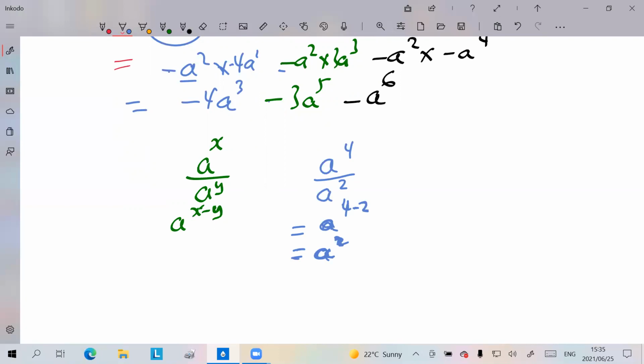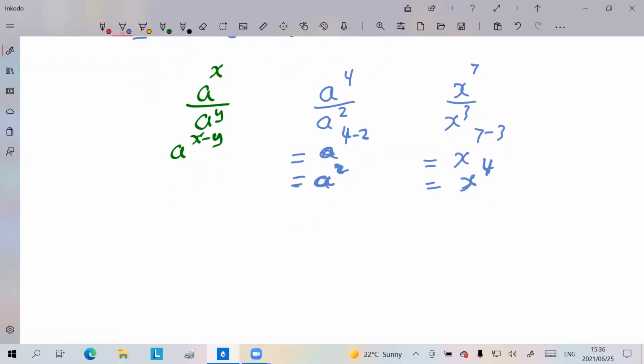Right, hopefully we're okay with that. Let's do another one. x to the power 7 over x to the power 3 is equal to, since we are dividing, x to the power 7 minus 3, which is x to the power 4. Right? Okay, sorted, hopefully. Right, now, how can I make this more interesting? Well, we throw in numbers to add to it, right?